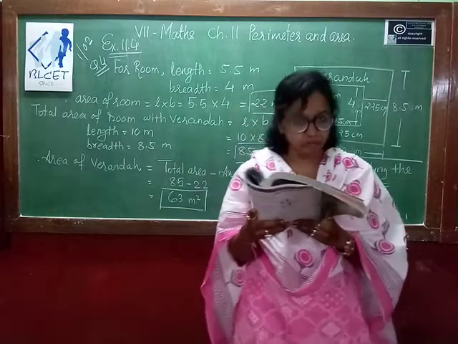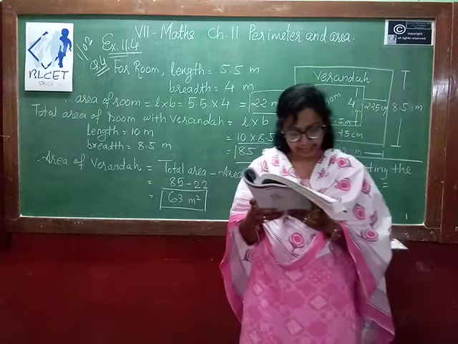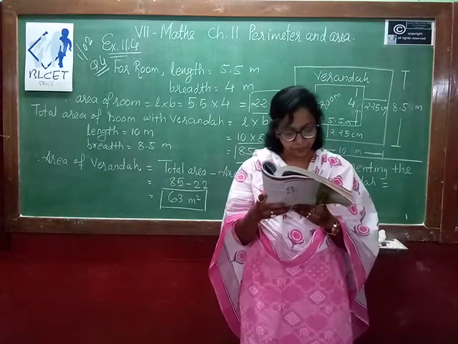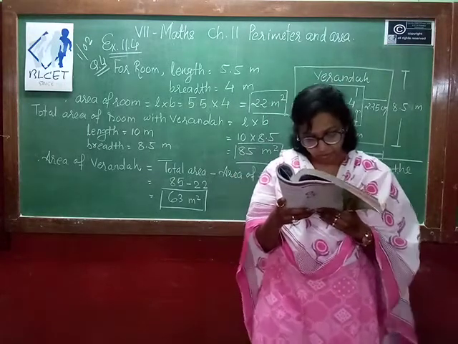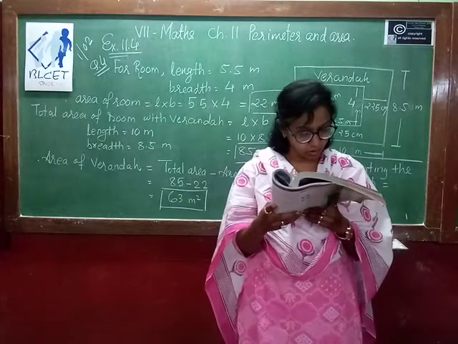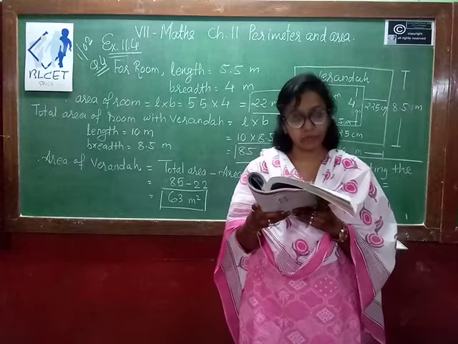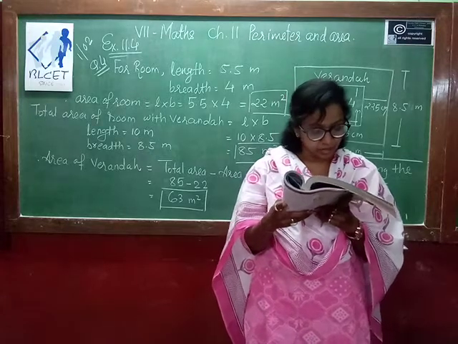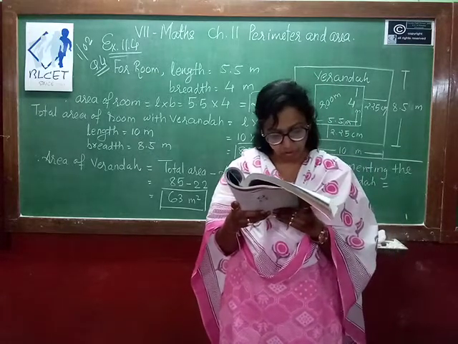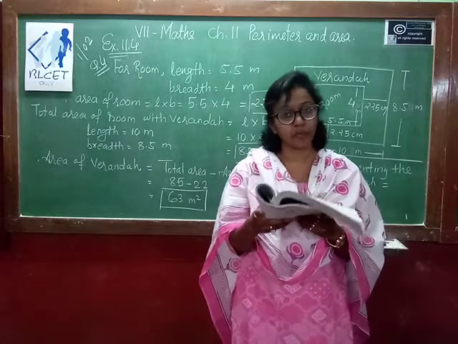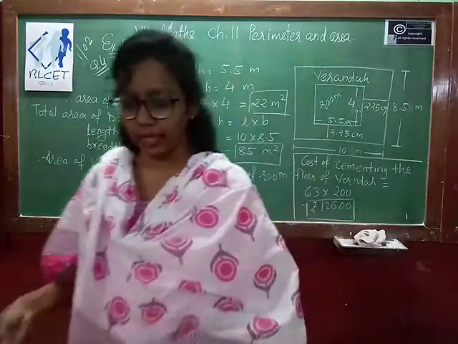A veranda of width 2.25 meter is constructed all along outside a room which is 5.5 meter long and 4 meter wide. Find first one the area of the veranda and the second one the cost of cementing the floor of the veranda at the rate of rupees 200 per meter square.